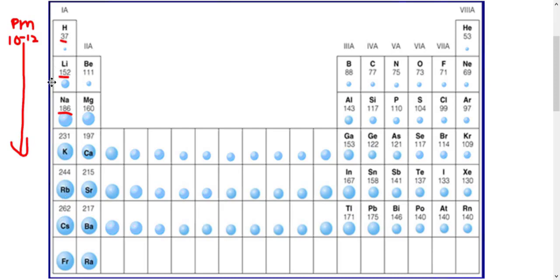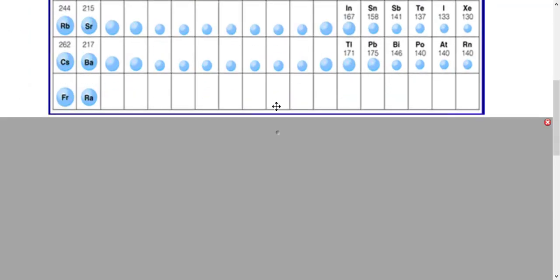All right, and then as we go across, if you look across the periodic table, from lithium to neon, which is what I was talking about, that second period, lithium is the biggest and neon is the smallest. And if you look at sodium to argon, the third period, it decreases as you go from left to right. So let's talk about why that is. Why are the trends the way they are?